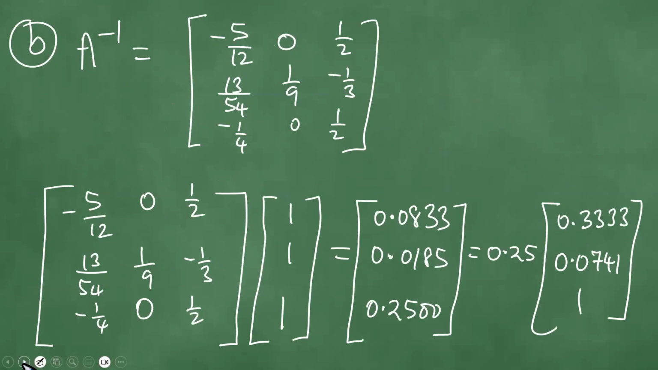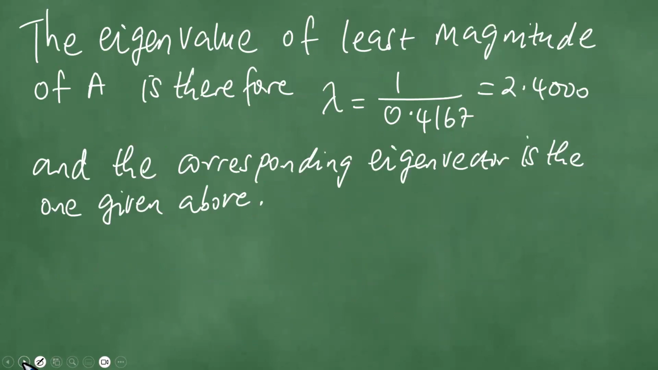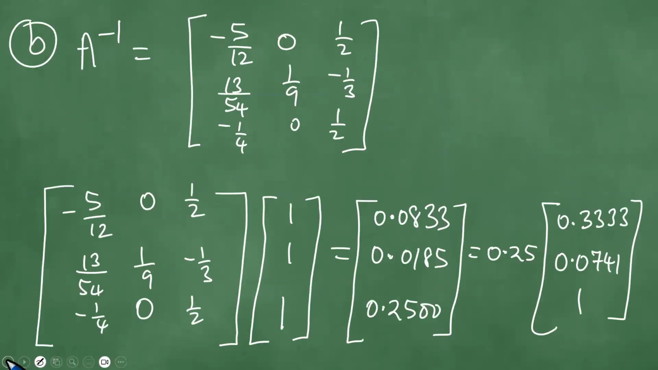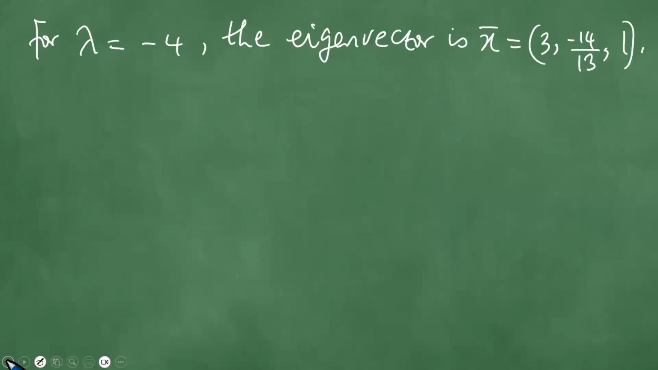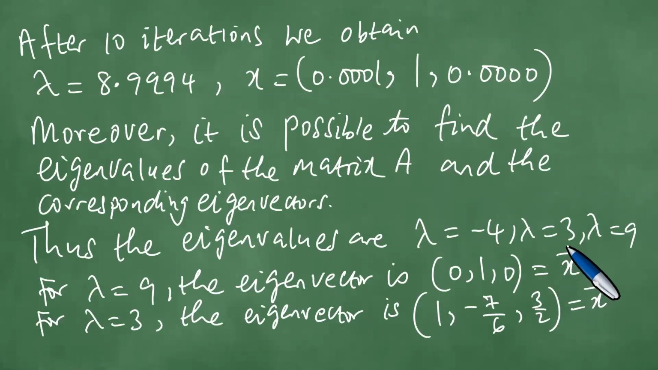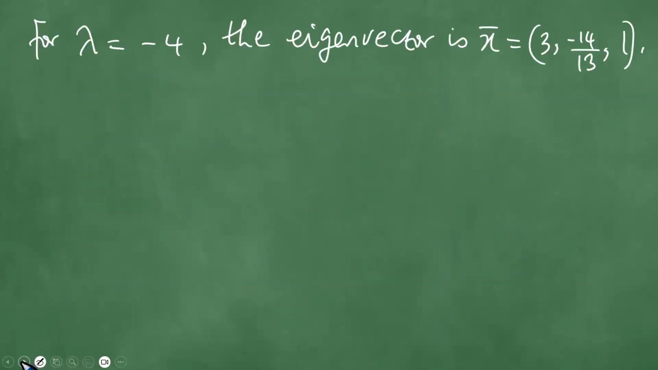We have seen also in this part B that the eigenvalue of the least magnitude was 2.4. It was getting closer to 3, the least magnitude, because the three magnitudes here are 3, 4, and 9. 3 is the smallest one. So the 2 point something was getting closer to 3. If you could do up to 10 iterations, you could get very close to 3. So indeed, the power method works wonderfully. It converges to the correct one.